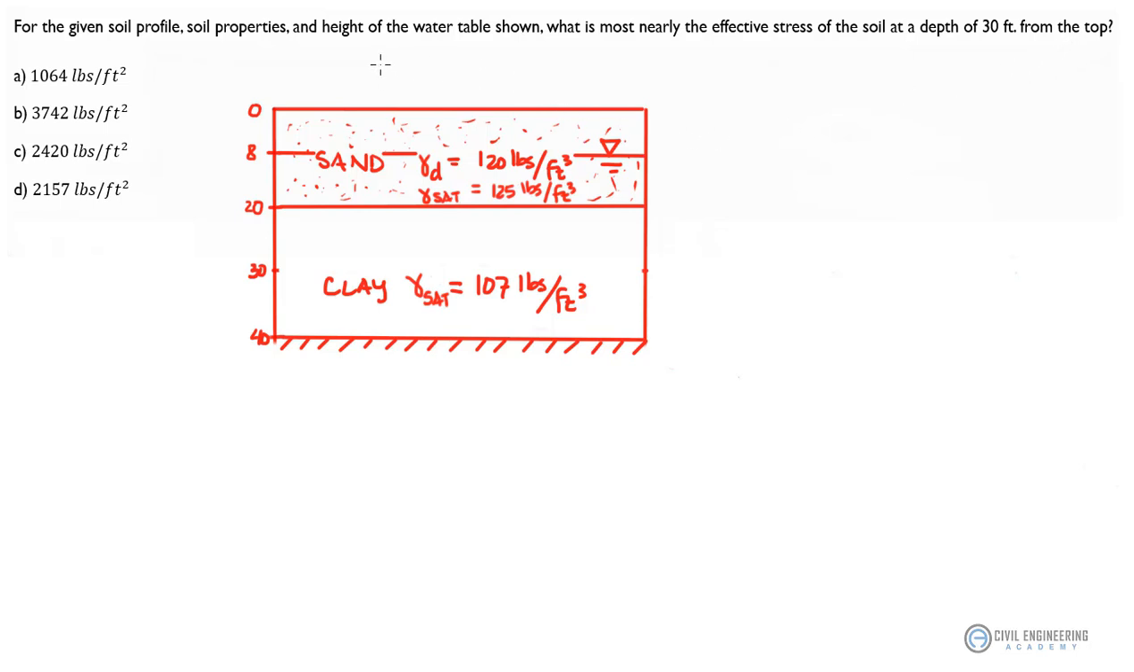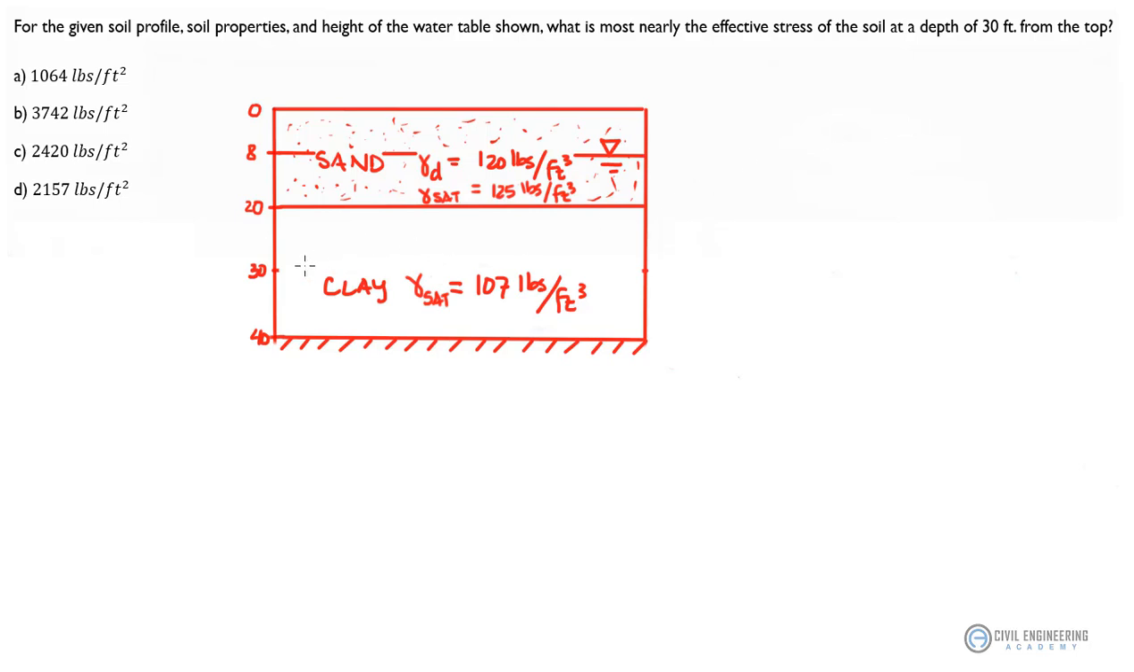So it looks like we've got a soil profile here that shows us sand, where we've got a dry unit weight or a dry density of 120 pounds per foot cubed and a saturated unit weight of 125 pounds per foot cubed. We've got a water table that looks like it's just 8 foot below the surface. And then we've got a layer of clay. It's about 20 feet deep. If you go from 20 to 40 in the clay, the saturated unit weight of the clay is 107 pounds per cubic foot.